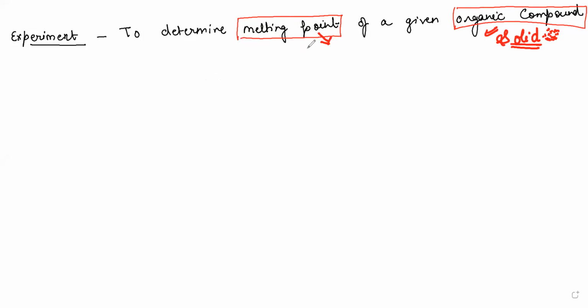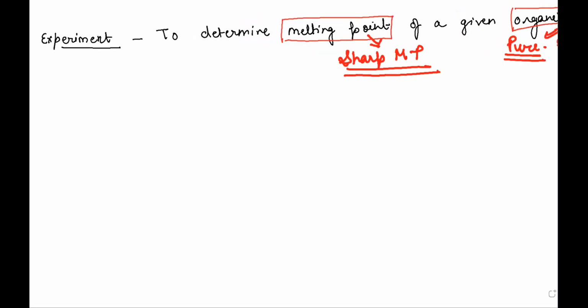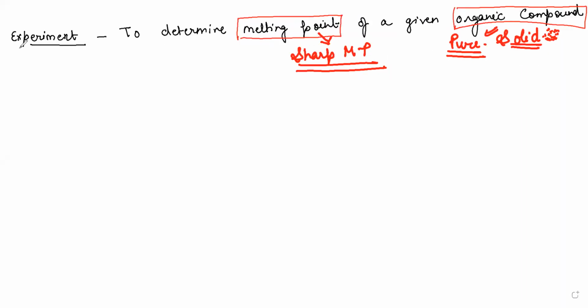Why am I particularly using the melting point? Because if this is a pure organic compound that we are having, it is going to give a sharp melting point. And by knowing the sharp melting point, we can guess the compound which we are having. So this is the reason we are using the melting point to determine about this organic compound. This is the aim of our experiment, to determine the melting point of a given organic compound.